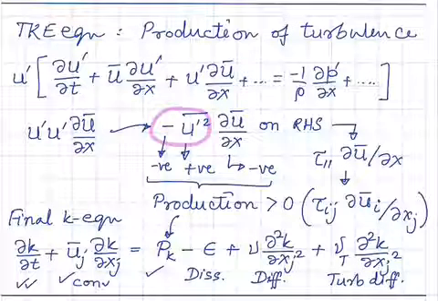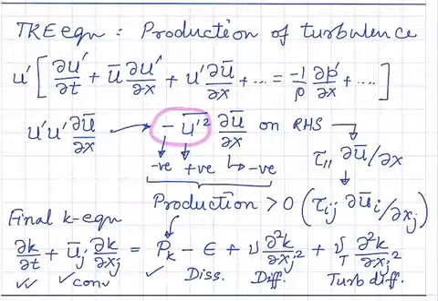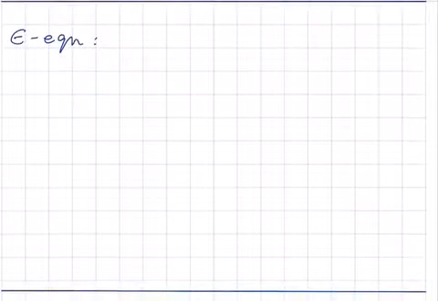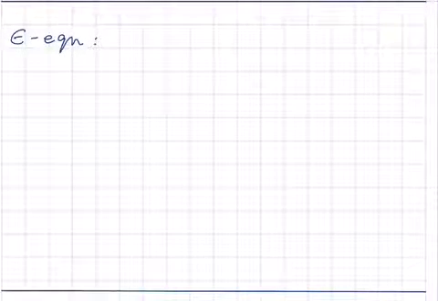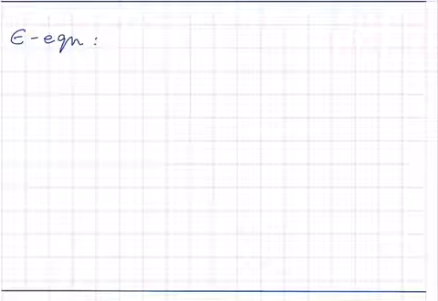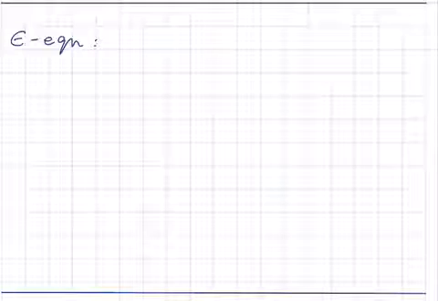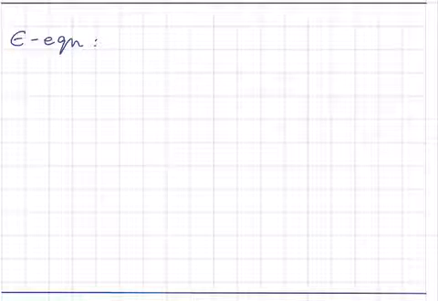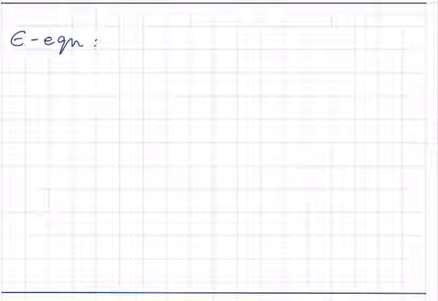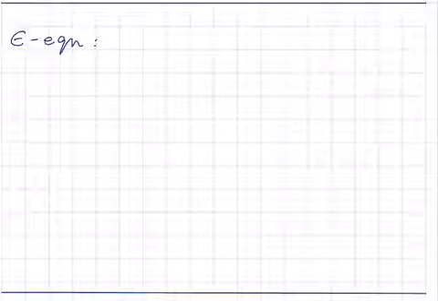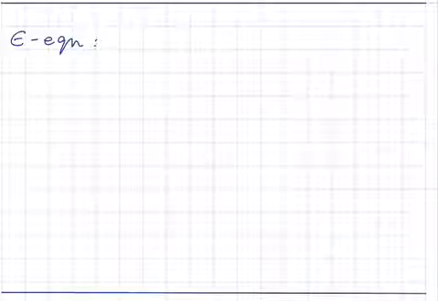We will now take this idea forward to write an equation for epsilon. If you look carefully, epsilon is the only unknown term in the k equation. So if we can find an equation for epsilon, then we can actually close the system and get all the terms required for turbulence modeling.